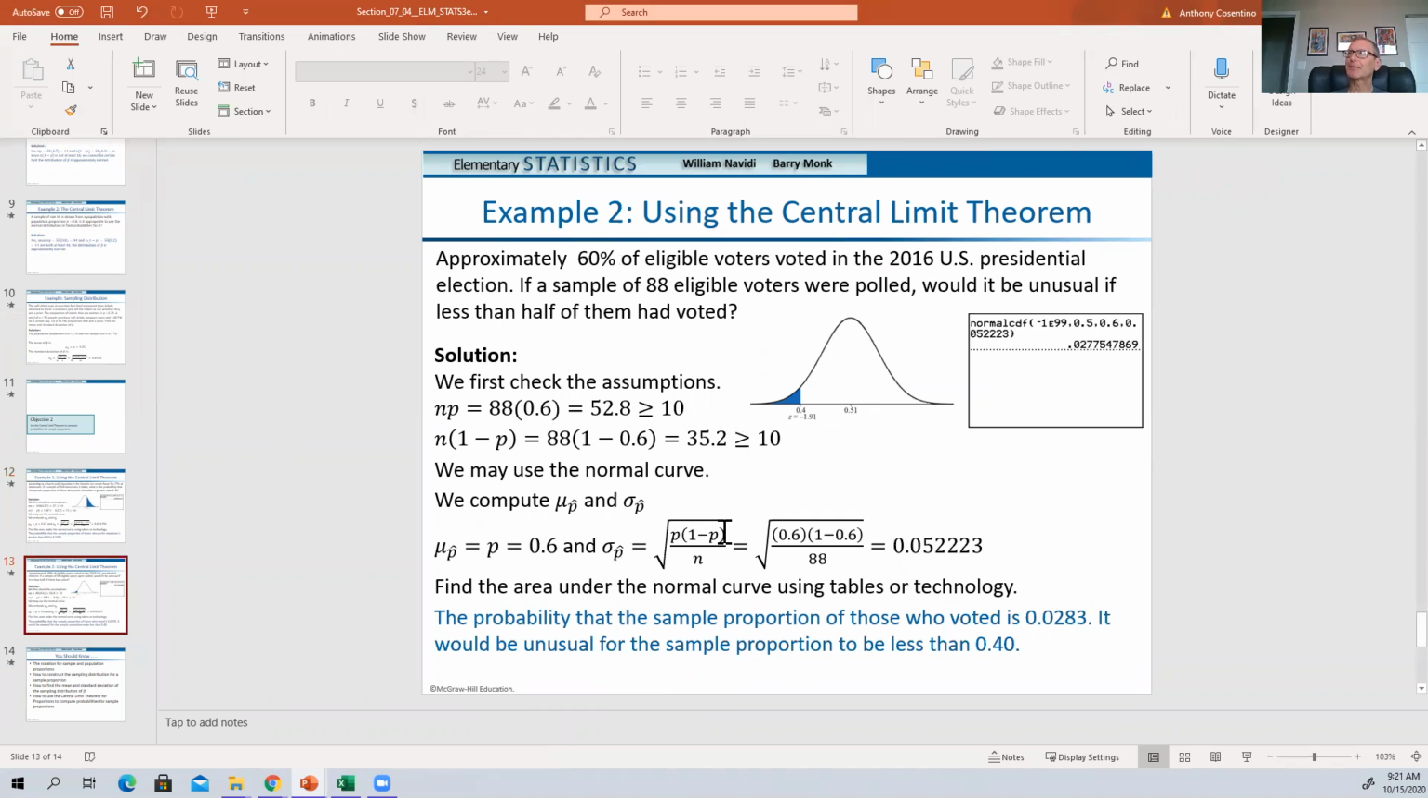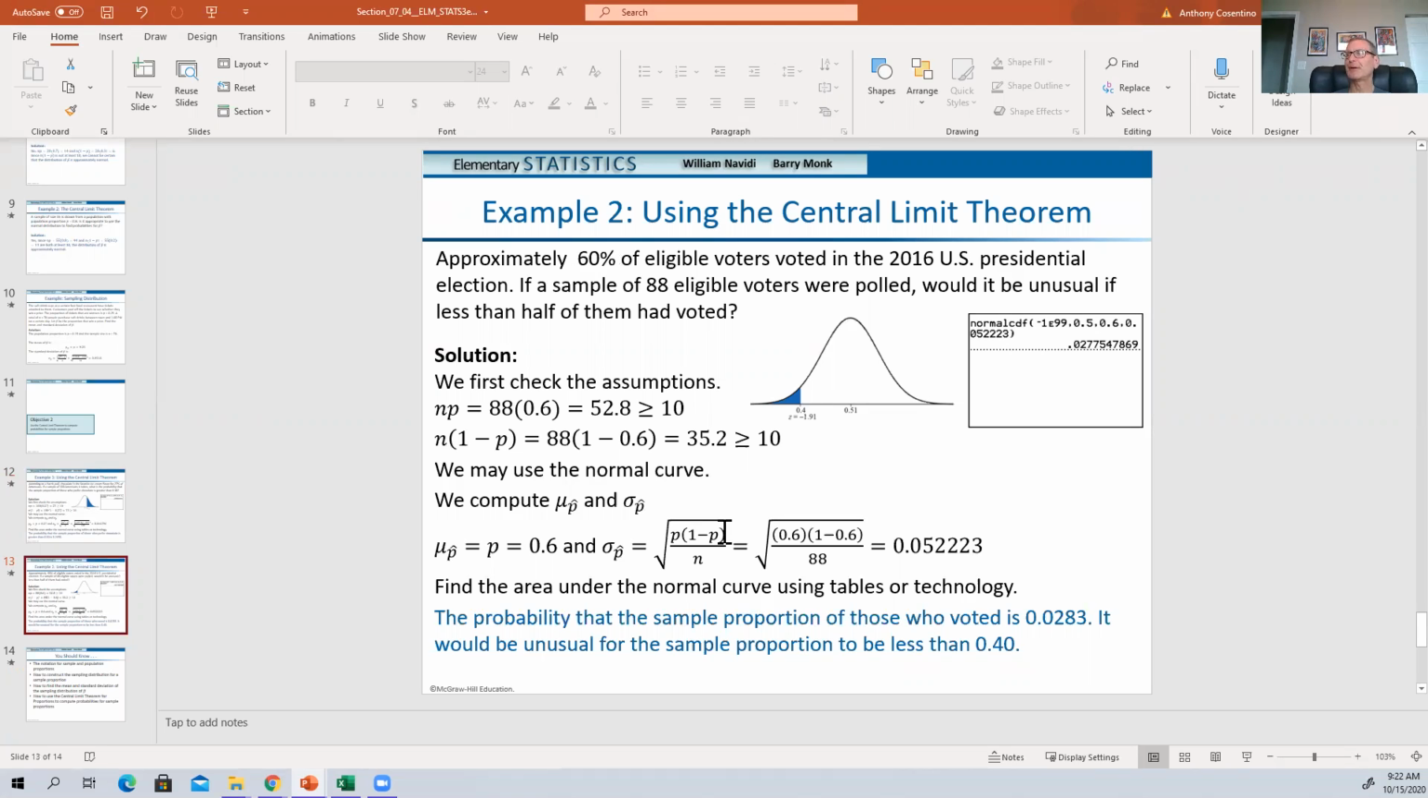Here, this is interesting and appropriate in the sense that our election is November 3rd. So we have 60% of eligible voters in the 2016 presidential election. If 88 eligible voters were polled, would it be unusual if less than half of them had voted? This is a weird one because unusual is a weird word. It should be unlikely, in my opinion, and that is less than or equal to 5%.